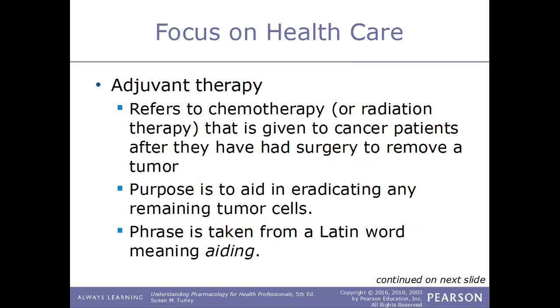The term that we'll go over here is adjuvant therapy. This refers to chemotherapy or radiation therapy that's given to a cancer patient after they've had surgery to remove a tumor. The whole purpose of adjuvant therapy is to help in eradicating any remaining tumor cells. The phrase is actually taken from a Latin word meaning aiding.